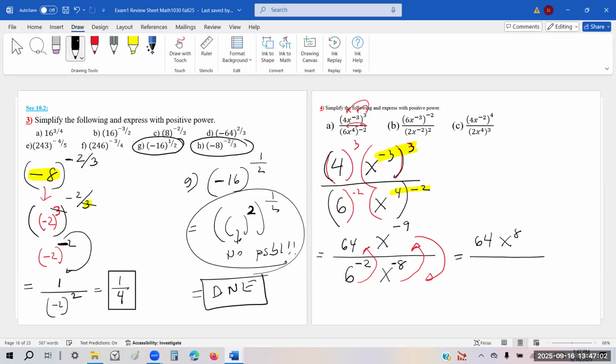x to the 8. Oh, before x to the 8, I have 6 squared. And then x to the 8. On the bottom, x to the 9. So how do you combine x to the 8 and x to the 9? We subtract, but what minus what? 8 minus 9 or 9 minus 8? Anytime you have something bigger, you keep that position.